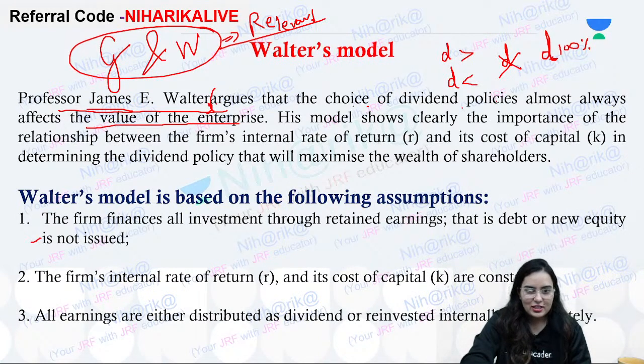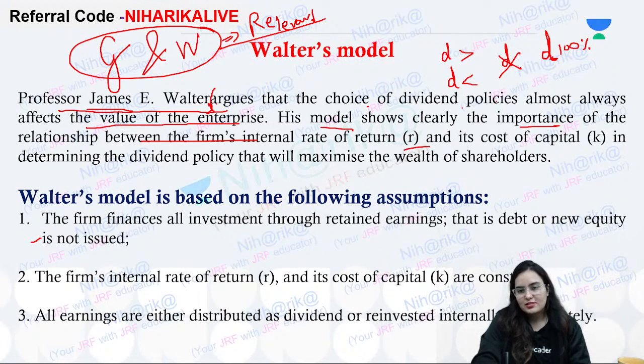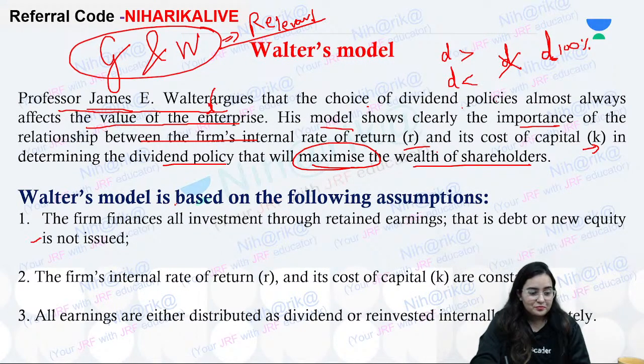Getting it? Okay. So his model shows clearly the importance of the relationship of the firm's R, that is the benefit, as well as the cost, in determining the dividend policy that will maximize the wealth of the shareholders. Now, it is based on, no, the traditional model we will study. Traditional is the Graham and Dodd model also. So that we will study in the detailed class.